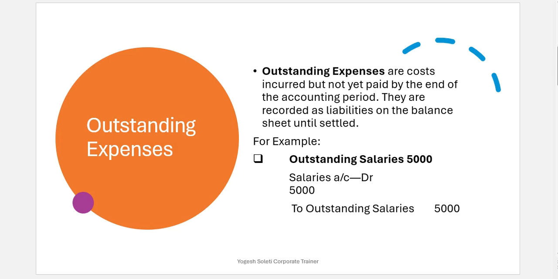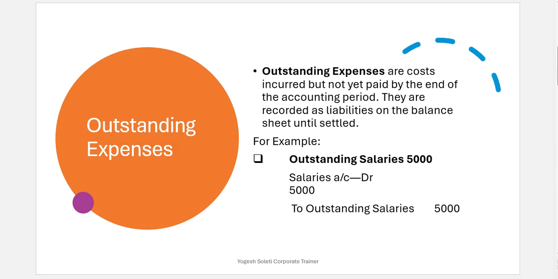Let's see our first adjustment entry, outstanding expenses. So what are outstanding expenses? If you observe here, outstanding expenses are costs incurred but not yet paid by the end of the accounting period. They are recorded as a liability on the balance sheet until they are settled. Outstanding expenses are nothing but the amount which we need to pay, so we can say a pending amount.